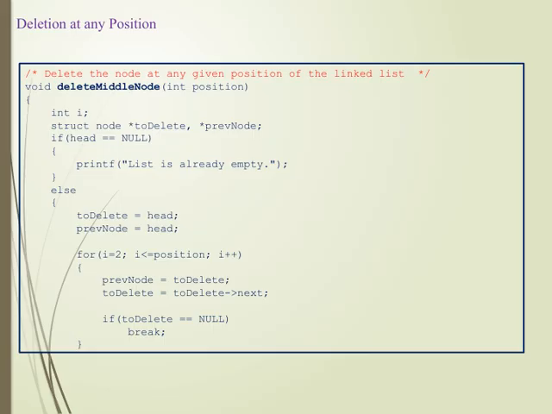This approach ensures we have a reference to the node we want to delete and its previous node, which is crucial for adjusting the links in the list properly. Overall, this method provides a flexible way to delete nodes from any position, which is a key part of managing linked lists efficiently in our overall data structure management.